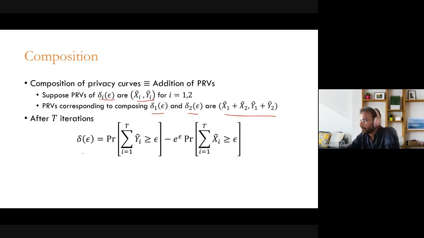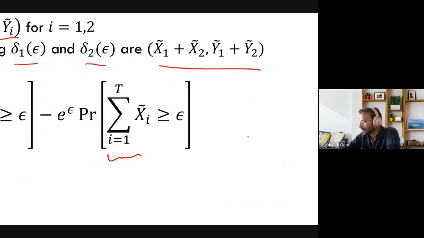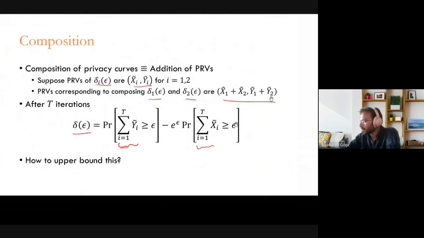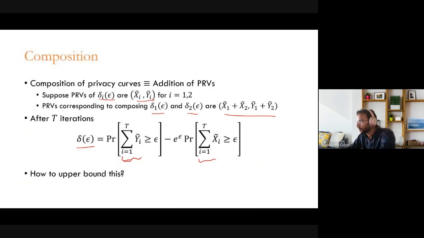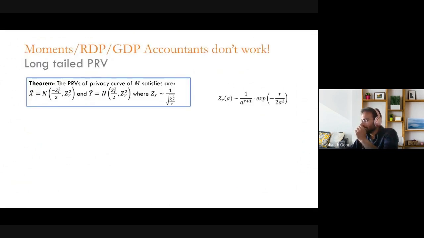So now, as I said, there's an explicit formula. After t iterations, the privacy random variables just add up, and therefore you can compute the privacy curves using the privacy random variables, or you can use this. Okay, so that is how we compute.